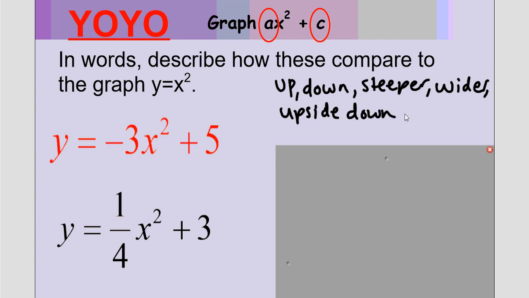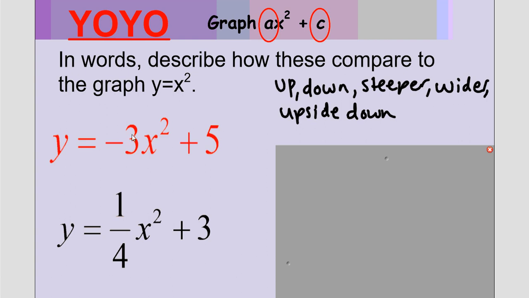You should say by how much. So like if it's moving up, you should say up how much. Up 10, up 2, whatever. If it's moving down, say down how much. If it's steeper or wider, you can just say steeper or wider. So just describe in words how the graph of these would compare to the parent function. So pause the video now, unpause it once you've tried and want to see how it's done.